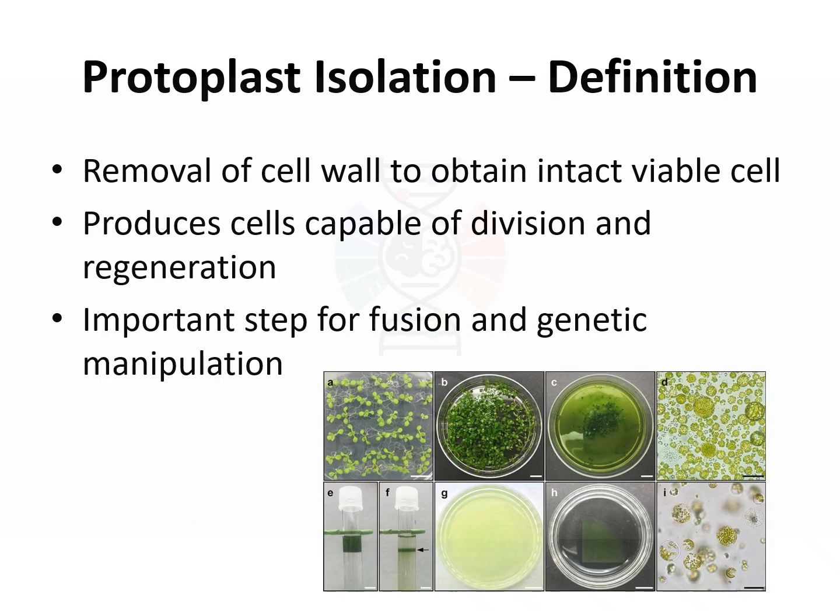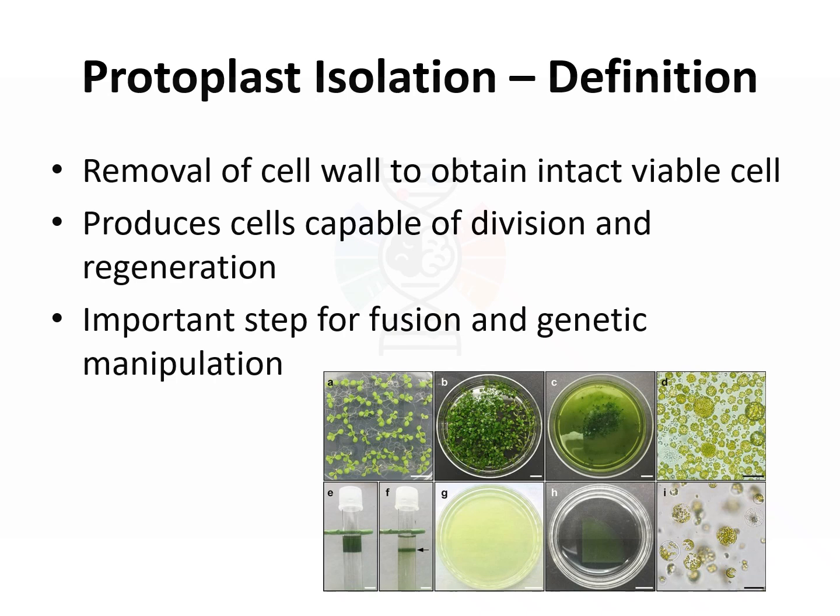Protoplast isolation is the process of removing the cell wall from plant cells while maintaining the viability and structural integrity of the cell. The aim is not just to dissolve the wall, but to obtain living cells that are capable of metabolic activity, division, and regeneration into plants. This requires careful control of enzymatic treatment and environmental conditions. The success of many downstream applications depends on the quality of isolated protoplasts.